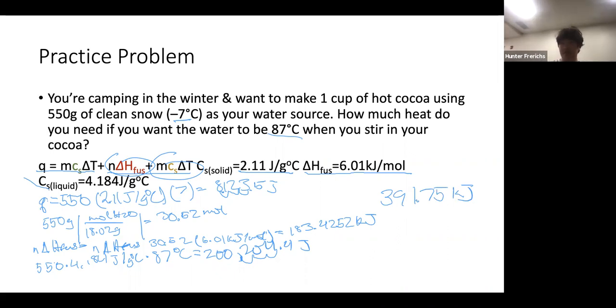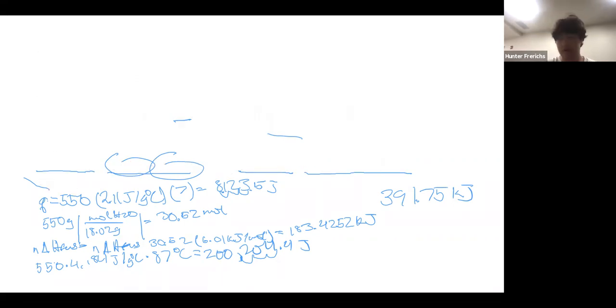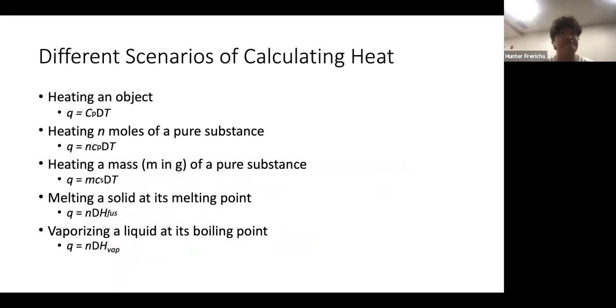So that's how much heat you need if you want the water to be 87 degrees Celsius. And so, yeah, there's that for you. Let's clear this. Oh, this was another page, sorry.